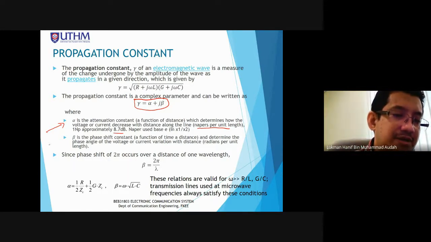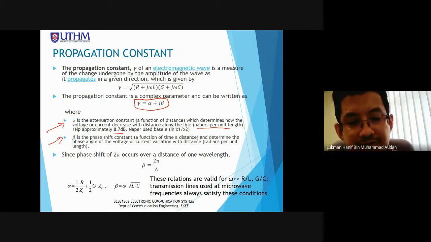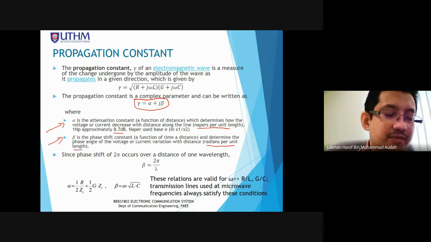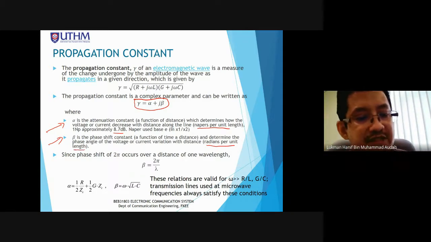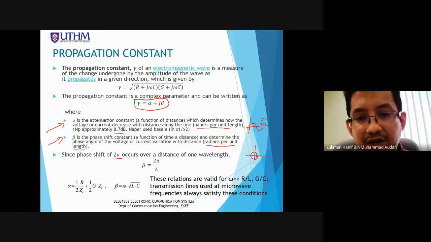And then another parameter, beta, is the phase shift constant, perubahan fasa gelombang. Okay, and determine the phase angle of the voltage or current variation with distance. The unit is radians per unit length. So since phase shift of 2 pi occurs over a distance of 1 wavelength, satu kitaran lengkap itu 2 pi. Maknanya kalau kamu ingat, kita punya satu kitaran lengkap adalah 360 darjah. Okey, satu kitaran lengkap 360 darjah. Maknanya gelombang sin ini bergerak daripada 0 degree sehinggalah 360 degree ataupun 2 pi.